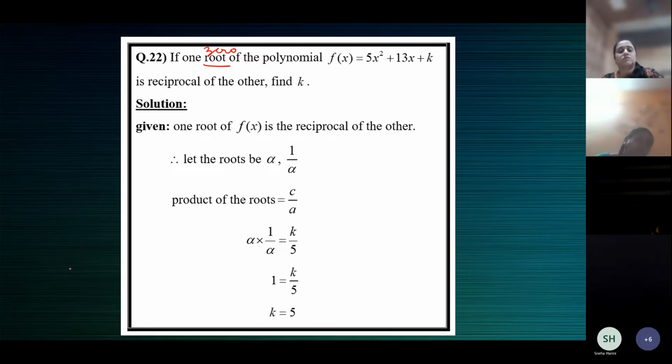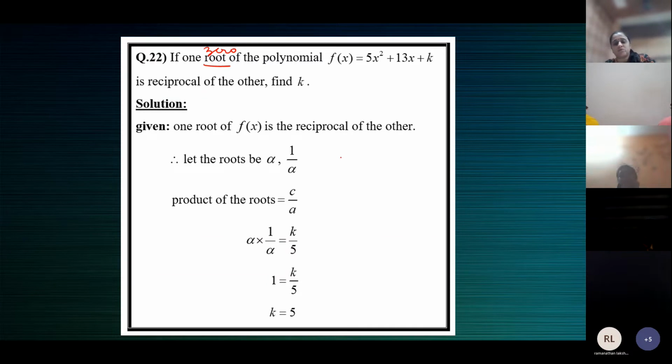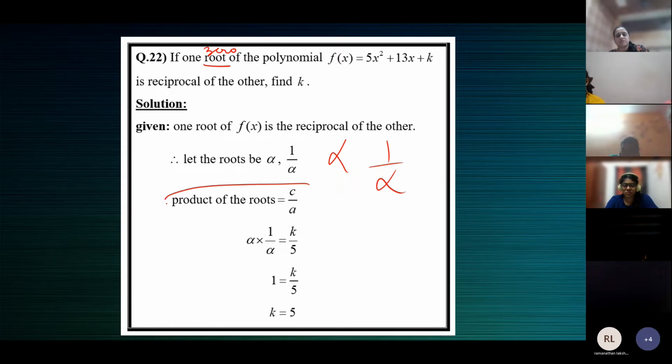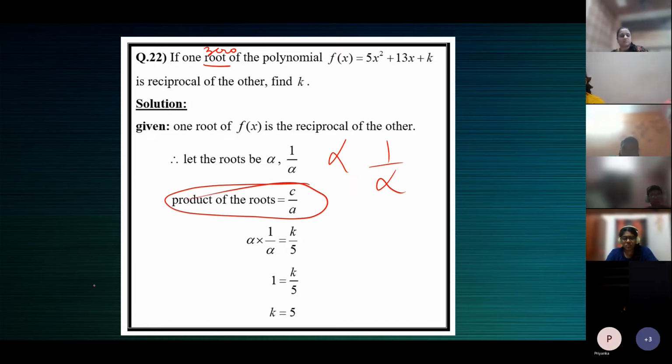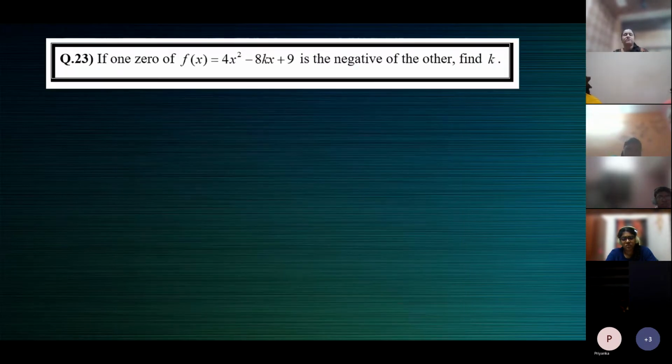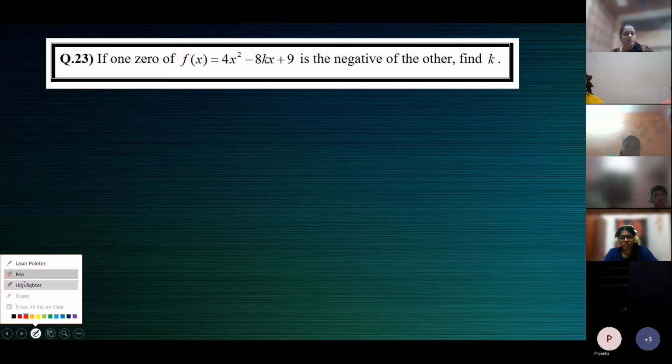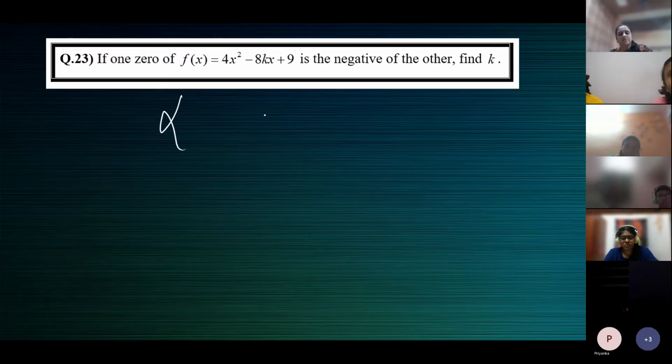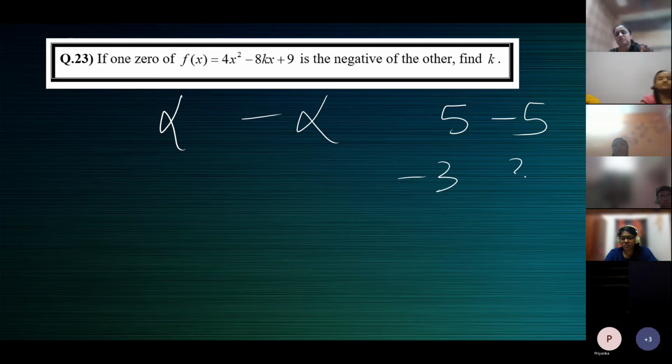So here, one root is a reciprocal of the other. So if one is alpha, the other is 1 by alpha. And here we use the condition product of the zeros is c by a to find the value of k. Here, one zero is the negative of the other. So that means if one zero is alpha, the other zero is minus alpha. Like if one zero is 5, the other zero is minus 5. If one zero is minus 3, the other zero is 3.